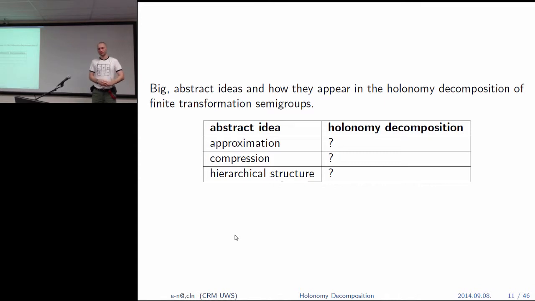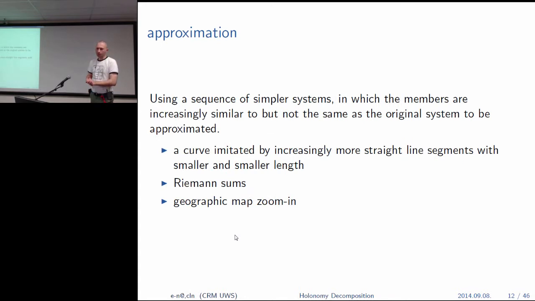So instead of just jumping into the details, I would like to first do the philosophy of the method and talk about abstract ideas, then show how it is done in the actual method. So I will talk about these three big ideas: the idea of approximation, compression, and the hierarchical structure. So what do I mean by approximation? Well, this should be a familiar concept. You have some system and you use a sequence of simpler systems which are gradually getting closer and closer to the original system.